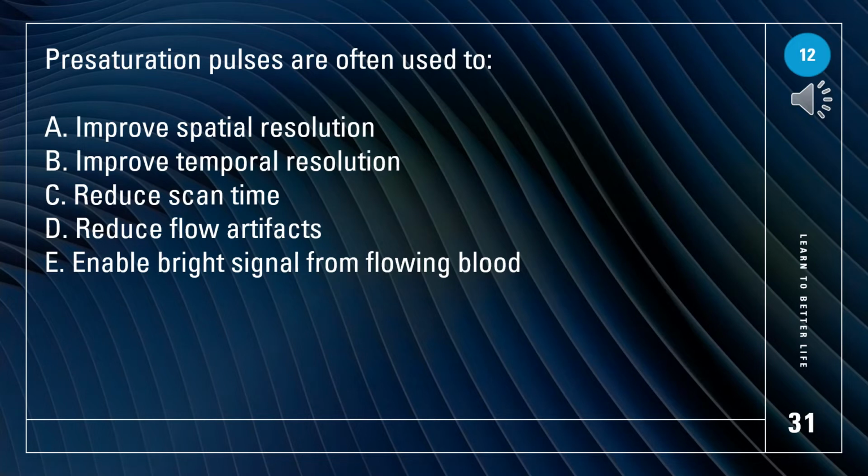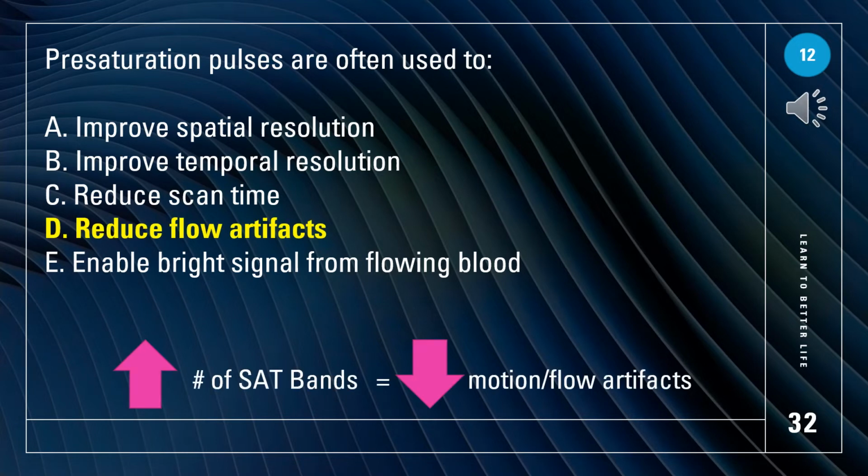Presaturation pulses are often used to A. Improve spatial resolution. B. Improve temporal resolution. C. Reduce scan time. D. Reduce flow artifacts. E. Enable bright signal from flowing blood. The answer is D. Reduce flow artifacts by increasing the number of saturation bands.